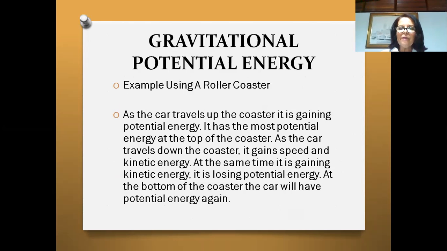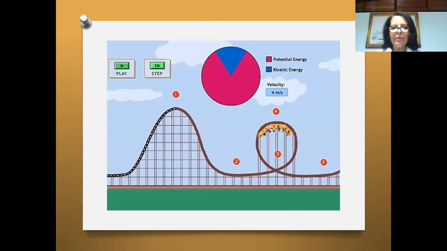As the car travels down the coaster, it gains speed and gains kinetic energy too. So at the same time it is gaining kinetic energy, it's losing potential energy. So at the bottom of the coaster, the car will have potential energy again. So we have the example here.